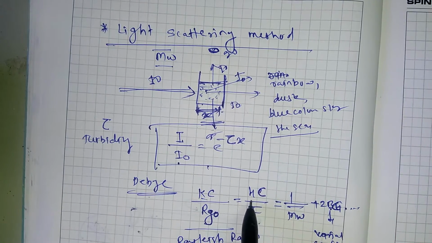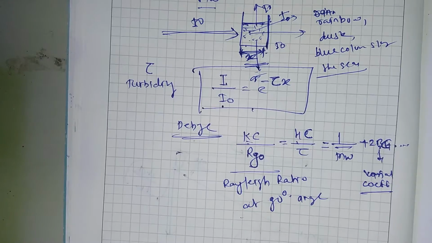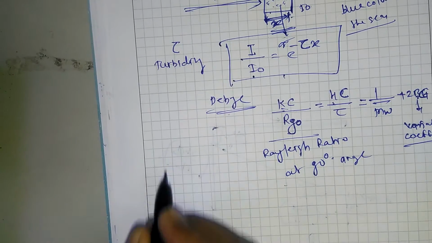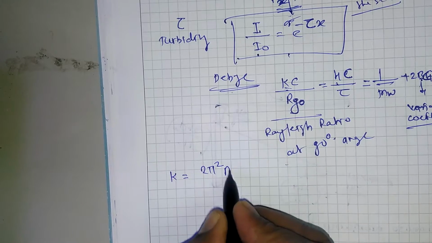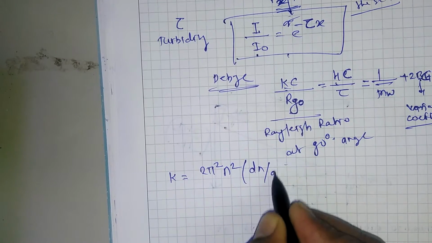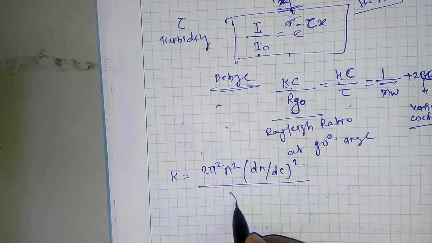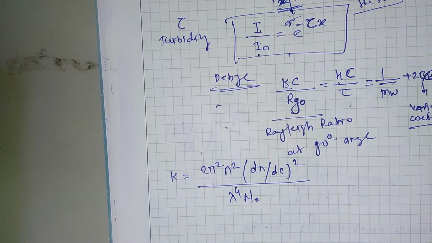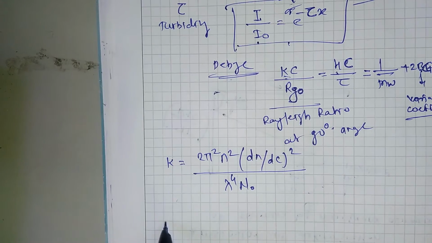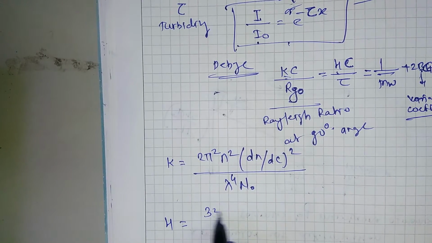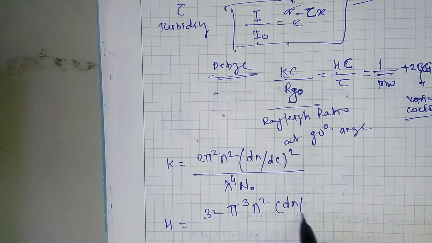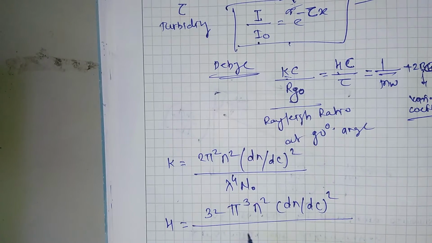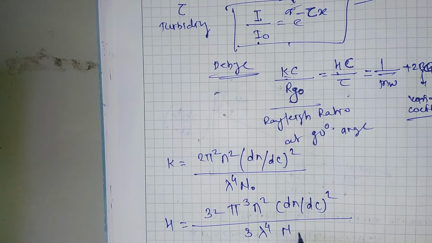So here K and H are the light scattering calibration constants, and they have the values K is equal to 2 pi square n square (dn by dc) square divided by lambda raised to 4 N0, and H, again another calibrating constant, is 32 pi cube n square (dn by dc) square divided by 3 lambda raised to 4 N0.